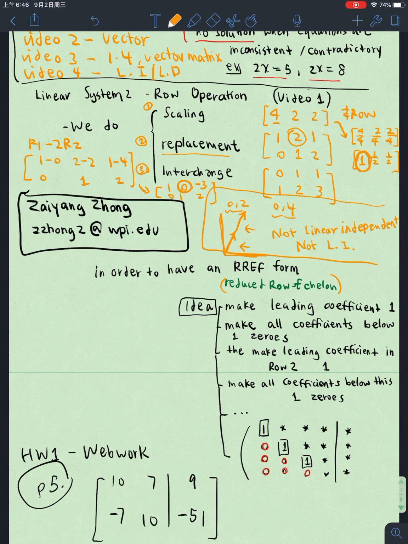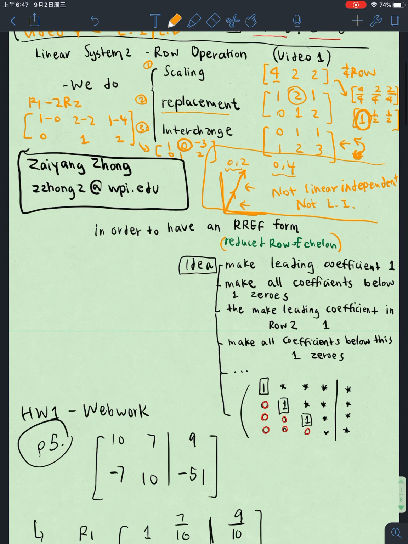Interchange is for when you have a matrix that looks like this and you see the first number is 0. How do you make it a 1? You just replace row 1 with row 2, just switch them. So we will have 1, 2, 3 and then 0, 1, 1. It doesn't matter with the order, you can switch any rows you want.